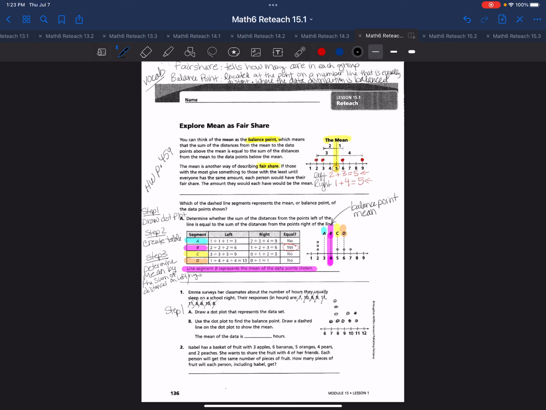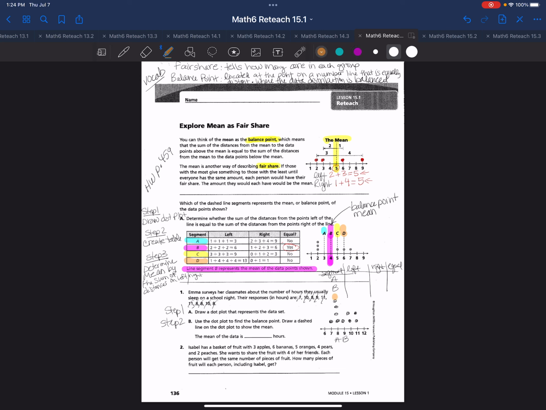Use the dot plot to find the balance point. So at this point, I need to draw my table. I'm going to say segment and then left, right, and equal, whether they're equal or not. So I can first say, what if I draw segment A and B? I could label that A and B. Those are kind of both in the middle.